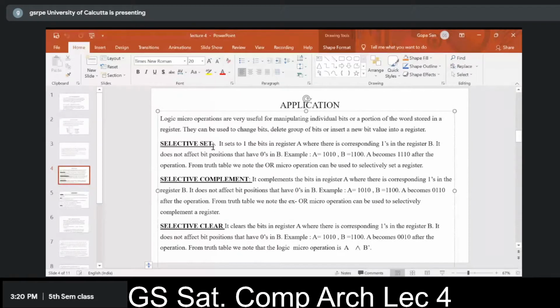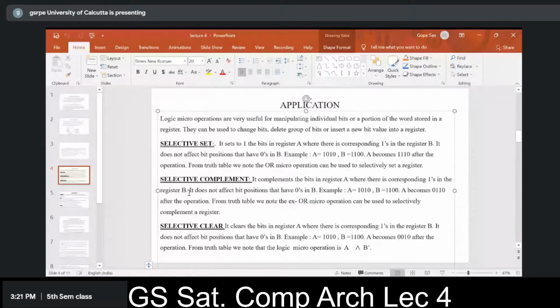Next one is selective complement. As you can understand from the name, the bit values of A will be complemented corresponding to the bit values of B which are equal to 1. But A will not be changed corresponding to the bit values of B which is equal to 0. So selective complement will complement the bit values of A corresponding to the bit values of B which are equal to 1. Bit values of A will remain unchanged corresponding to the bit values of B which is equal to 0.